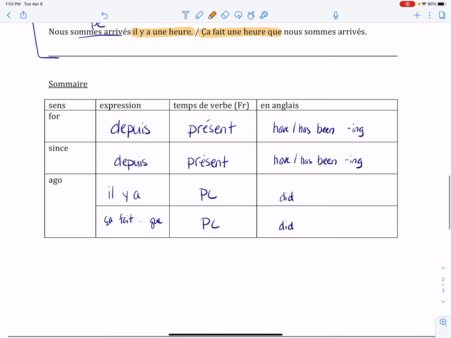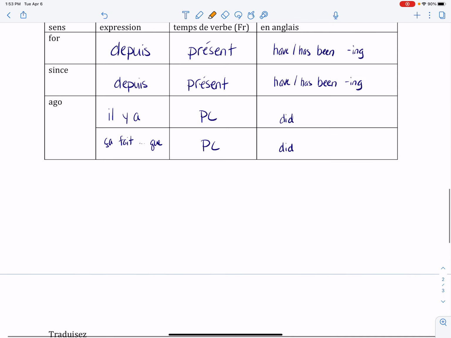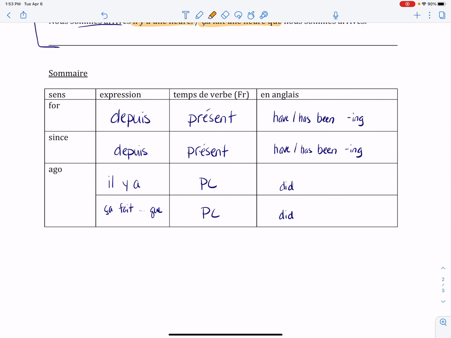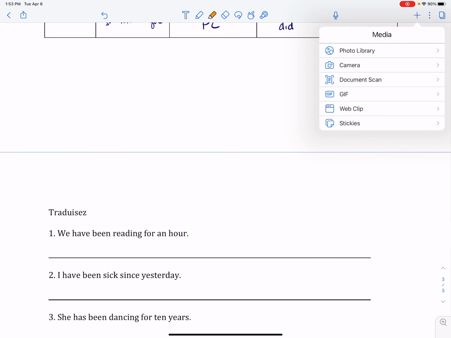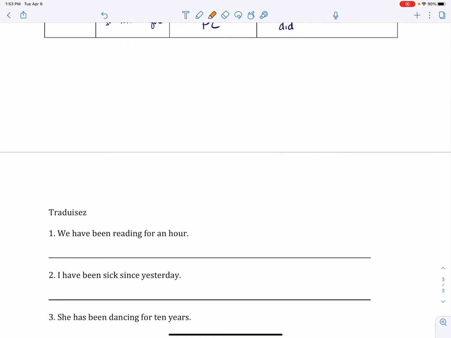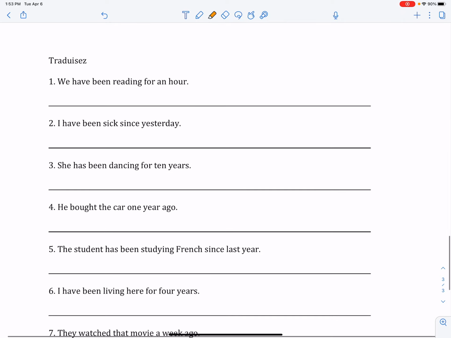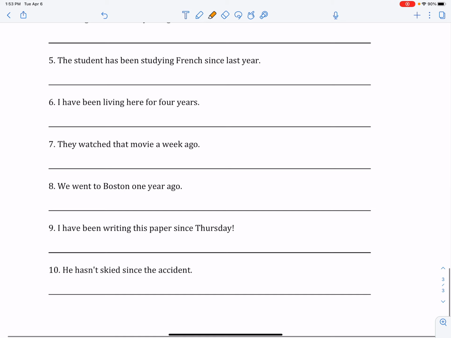What I have down here at the bottom of the page is just a summary chart, and then I would highly recommend when you go to do the practice on the next page, once you've got this chart filled in, if you take a screenshot, and then when you get down to the practice, you hit the plus sign, go to photo library, and then you can insert that right onto this page, top, bottom, move it around, wherever it works, so that you've got it right there to look at without having to keep scrolling back and forth. So you're going to translate these 10 sentences and submit that, and then you'll be done for Wednesday.